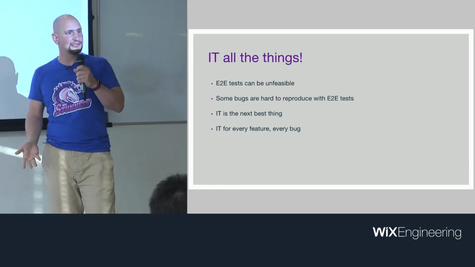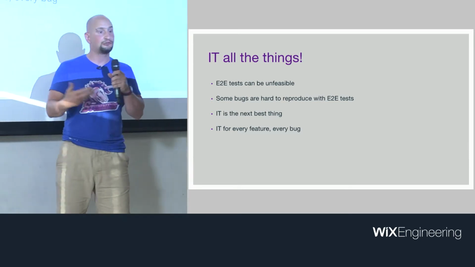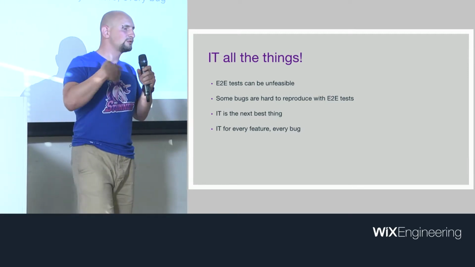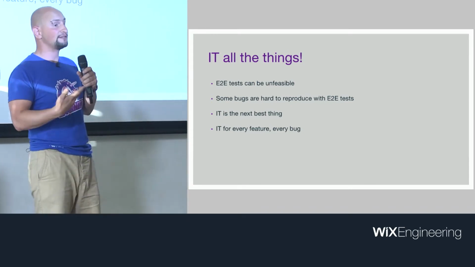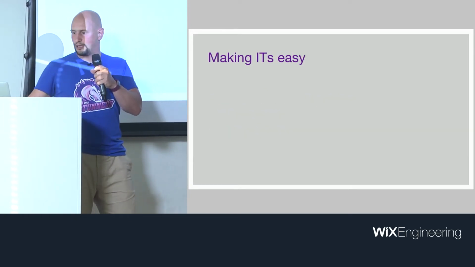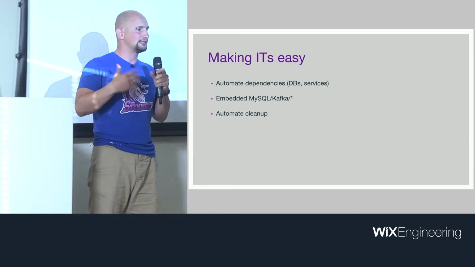So we compromise, and instead of doing end-to-end tests for everything, we do ITs, meaning integration tests. And that's fine. And then, once we have everything set up for ITs, basically we want to do ITs for everything, because this gives us the most benefit. And in order to do that, we try to make ITs as easy as possible.